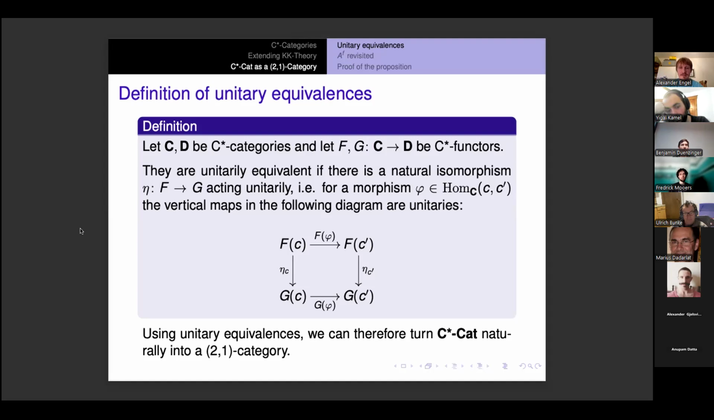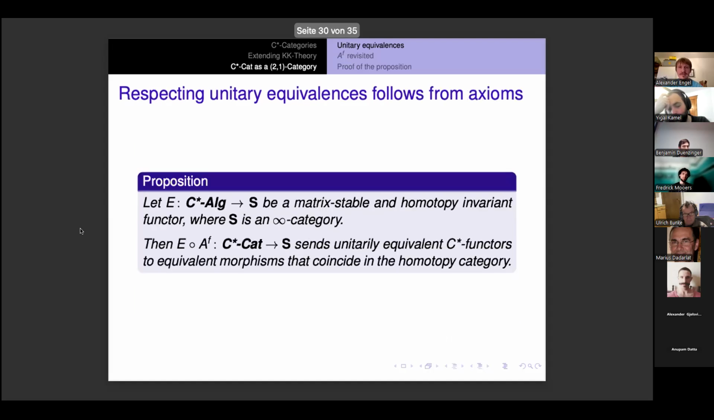Now, if you want to, you can use unitary equivalences to actually turn C-star cat into a 2-1 category, right? Just using them as the 2-morphisms, the unitary equivalences. And then you can do interesting stuff with this, for example, invert unitary equivalences, as Uli did in one of his papers, and then investigate the resulting infinity category and whatever. But here in this talk, we want to prove this proposition.